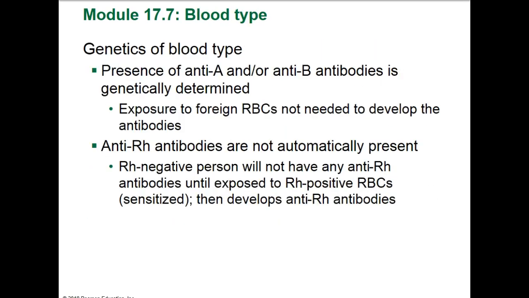Then they develop anti-Rh antibodies. And that's the issue with having an infant that happens to be, say, Rh positive and you're Rh negative, or you're Rh positive and the infant's Rh negative. Usually the first child's not a problem, it's the second child.